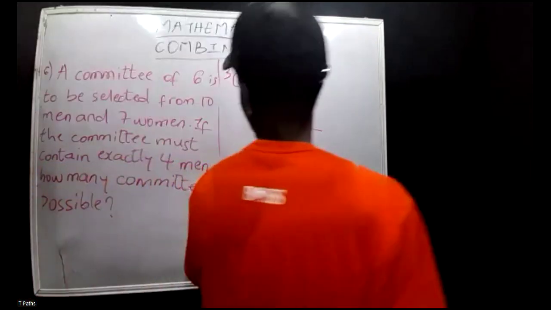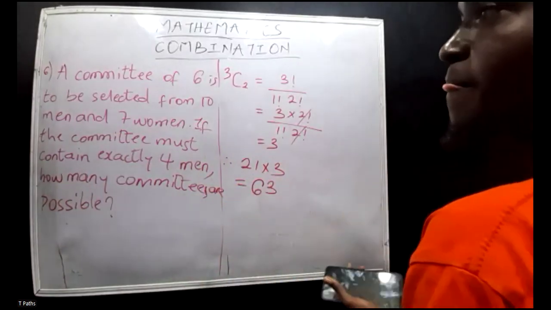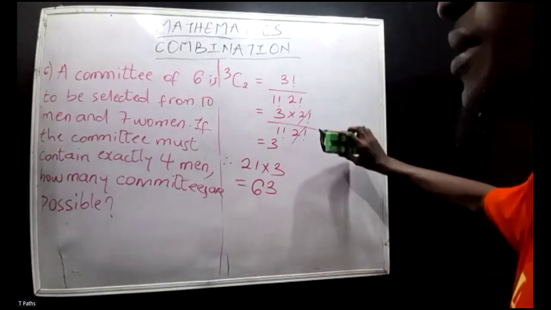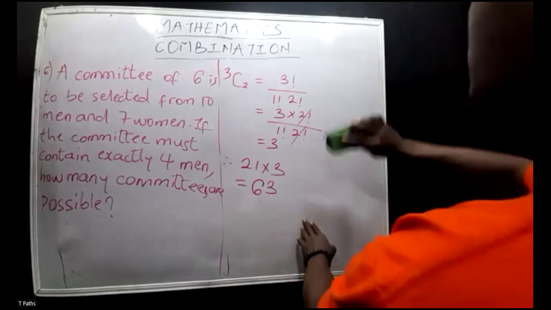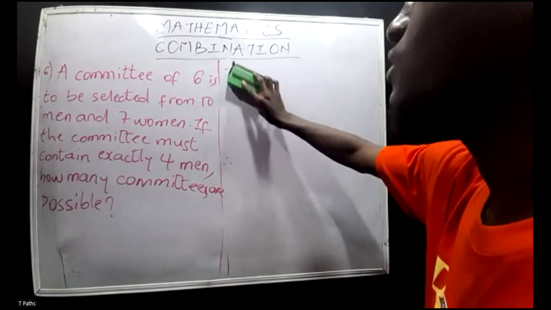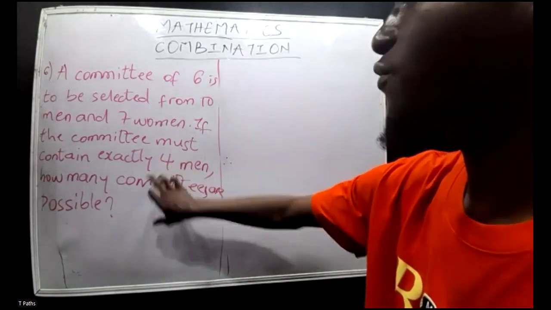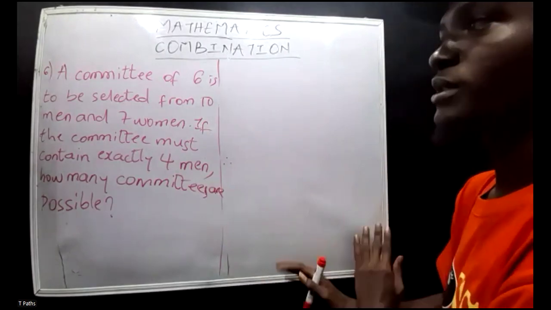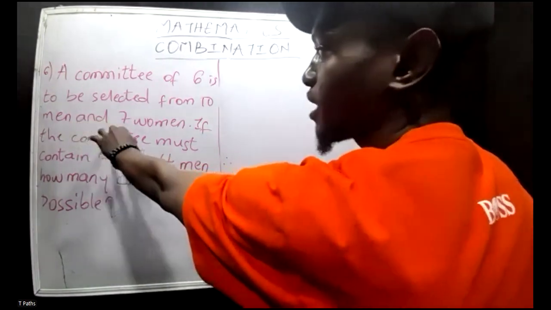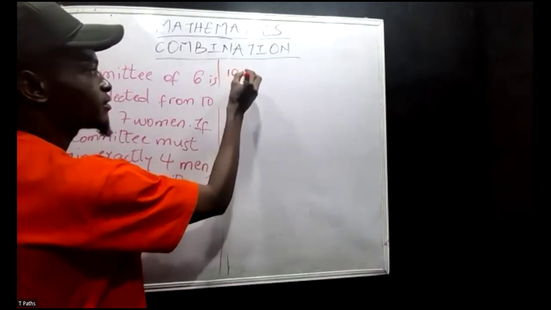So looking at this now, guys, we are told a committee of 6 is to be selected from 10 men and 7 women. If the committee must contain exactly 4 men, how many committees are possible? While trying to interpret this, we were only told the number for men, not how many for women. If they say exactly 4, that means we are selecting only 4 men from the total 10 men. So for the men, we'll be having 10 combination.